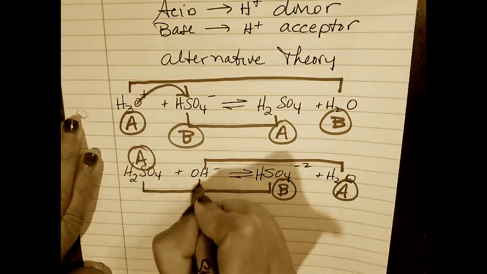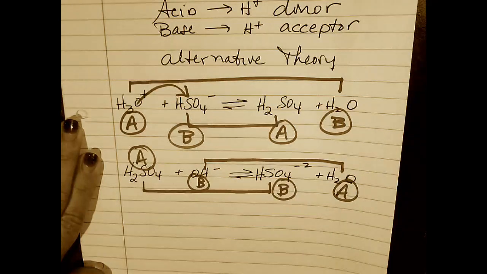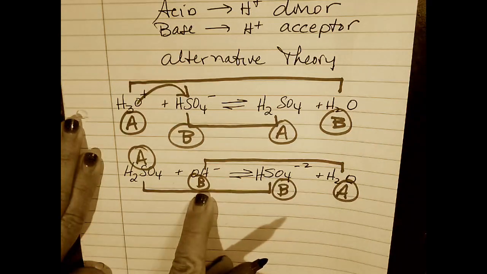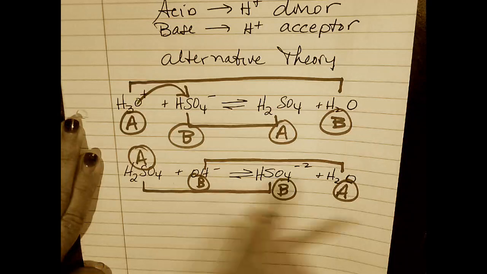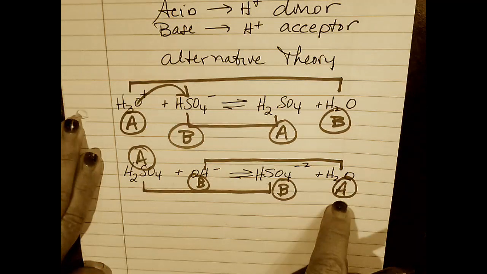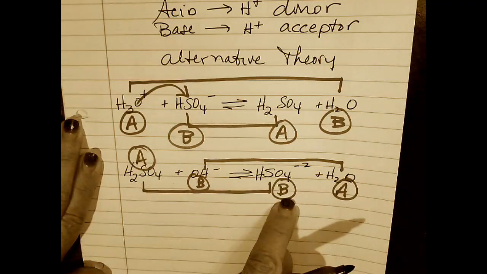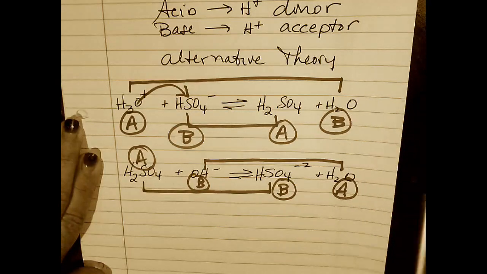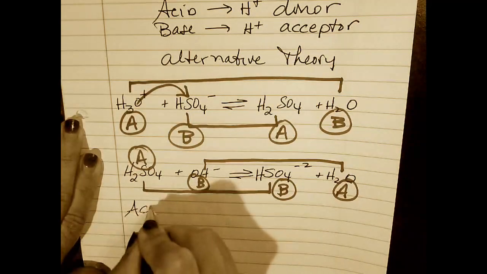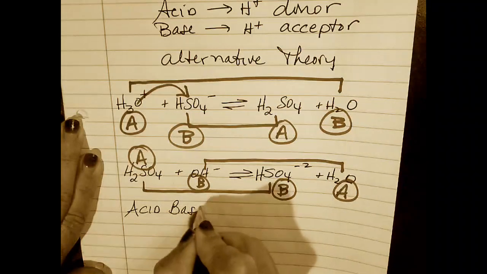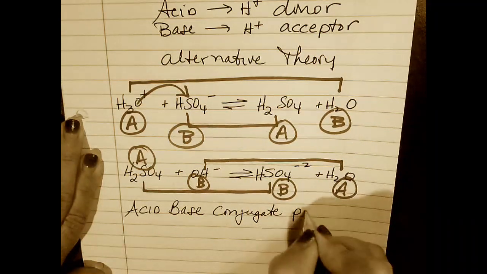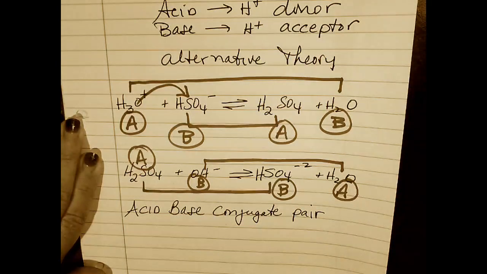Acid, base. Acid is the proton donor, base is the proton acceptor. Acid-base conjugate pair, write that down. So this is an acid-base conjugate pair, and they differ by 1 H.